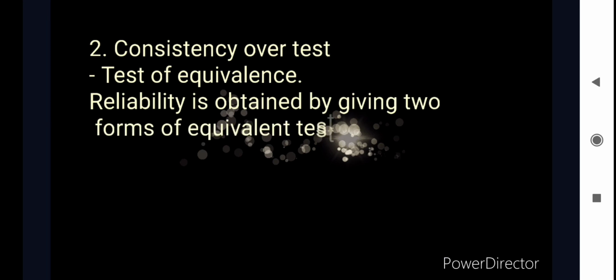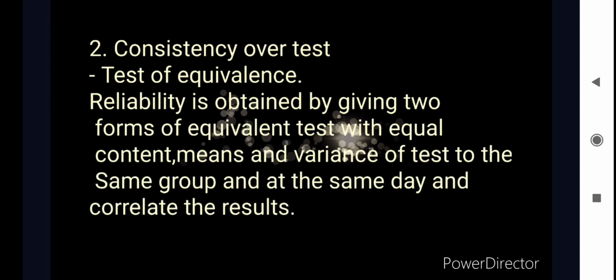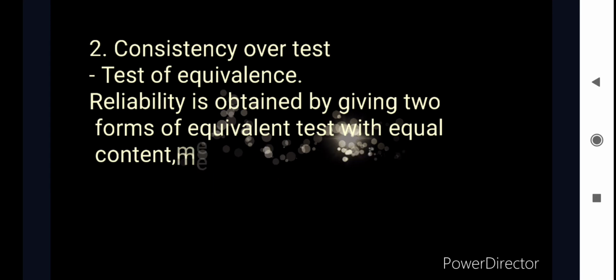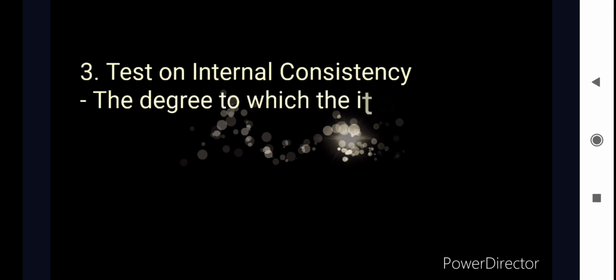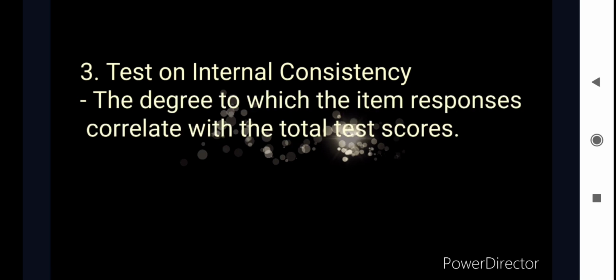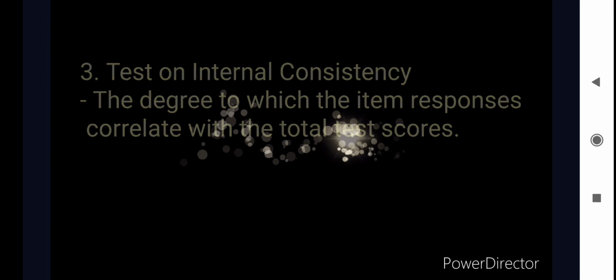Number 2. Consistency over test. Test of equivalence. Reliability is obtained by giving two forms of equivalent tests with equal content, means, and variances to the same group on the same day, and correlating the results. Number 3. Test of internal consistency. The degree to which the item responses correlate with the total test scores.